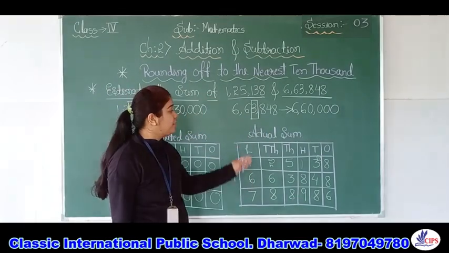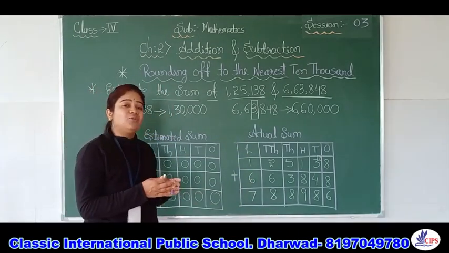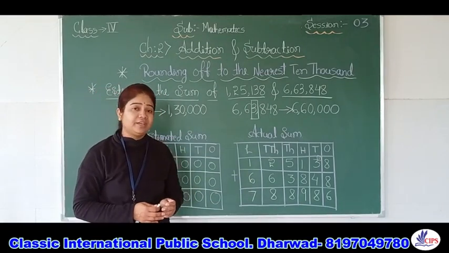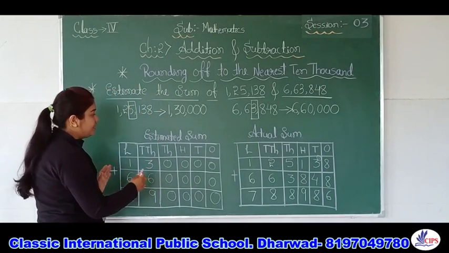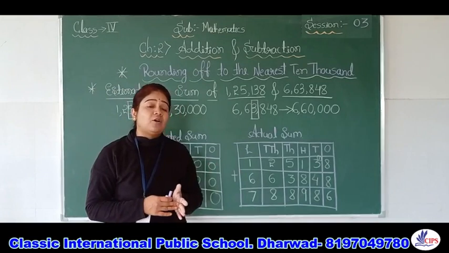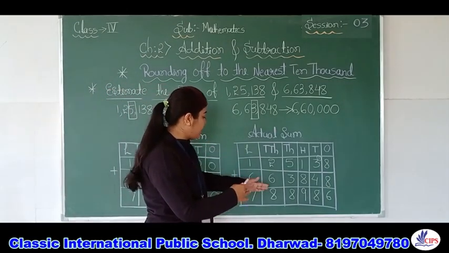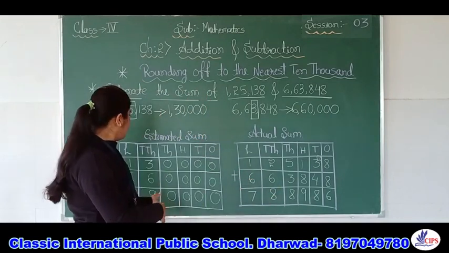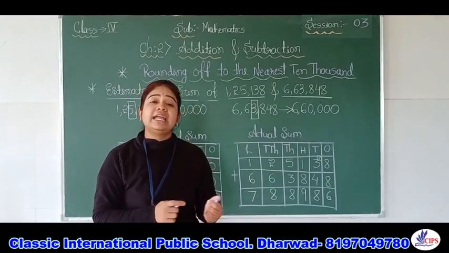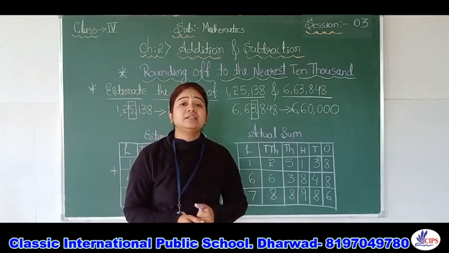So this is what the estimated sum is, and here we are having the actual sum. So both are very near to one another. So our estimated sum is correct. Okay. So this is how we are comparing the estimated sum with the actual sum. Always, we have to add the actual sum first. After that, we have to compare that answer with the estimated one. Hope you understand how to do the estimated sums by rounding up to the nearest 10,000.